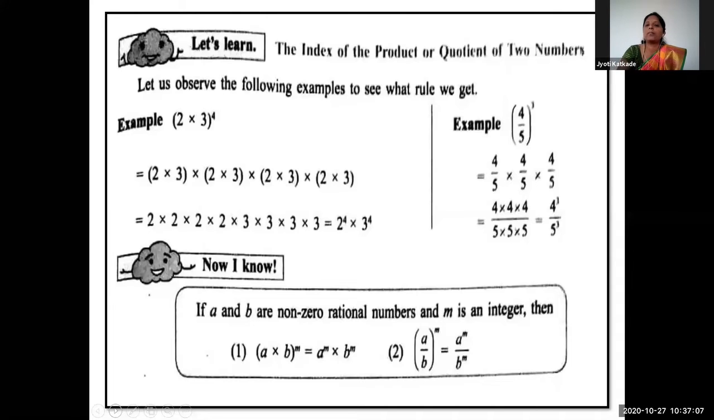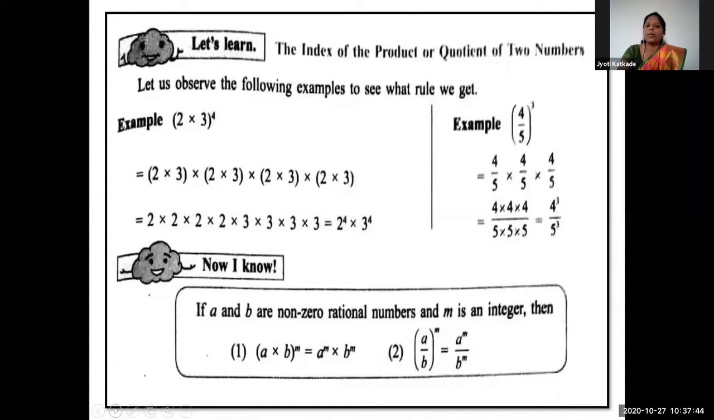2 into 3, again 2 into 3. In this way, take the multiplication of that bracket 4 times. Now see, in the multiplication, how many times is 2 there? 1, 2, 3, 4. 4 times 2 in that example. Again see how many times 3 is in this example in multiplication form. 1, 2, 3, 4. Means 3 is also 4 times.